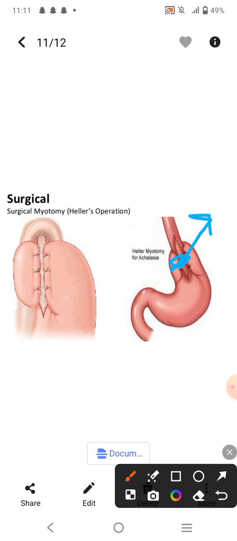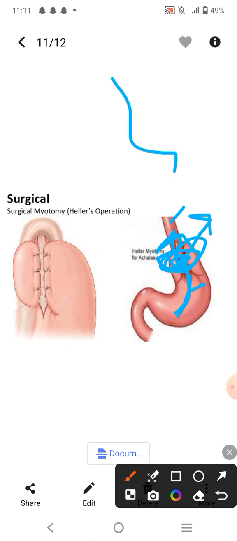The lower esophageal sphincter is opened by cutting the thick outer muscle tissue between the esophagus and stomach, and it can also be done minimally invasively, as it is a laparoscopic procedure. You can simply do laparoscopy, and as you are cutting the muscles of the lower esophageal sphincter, there will be chances of regurgitation of acid from the stomach into the esophagus. So you also do partial fundoplication.